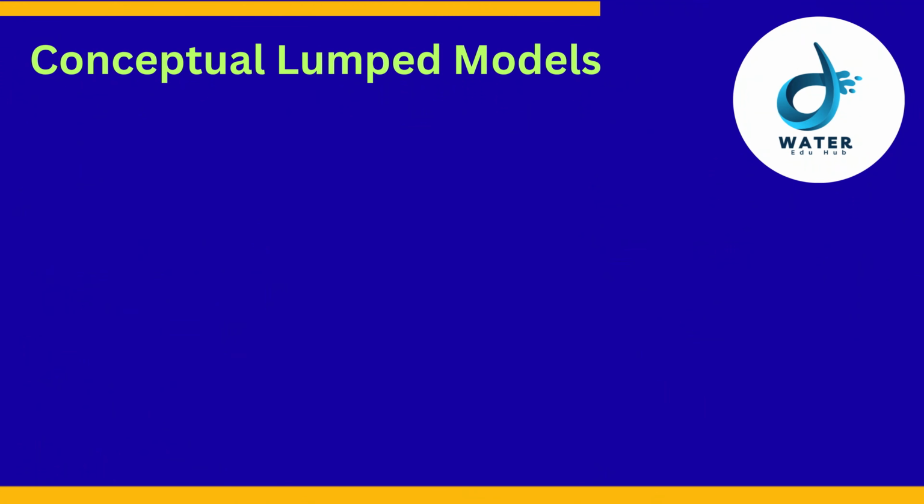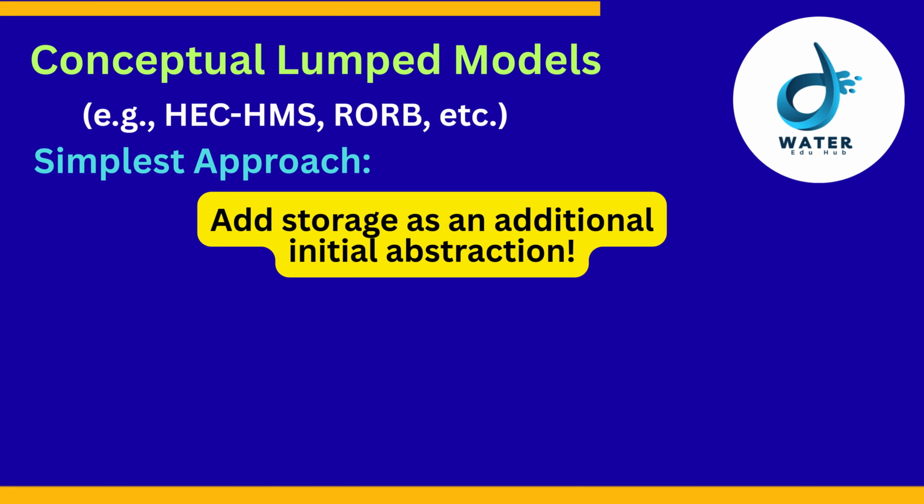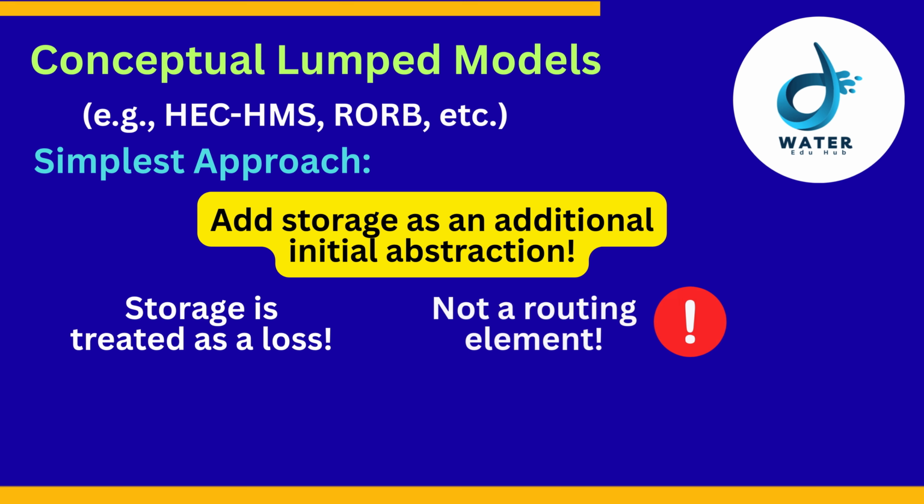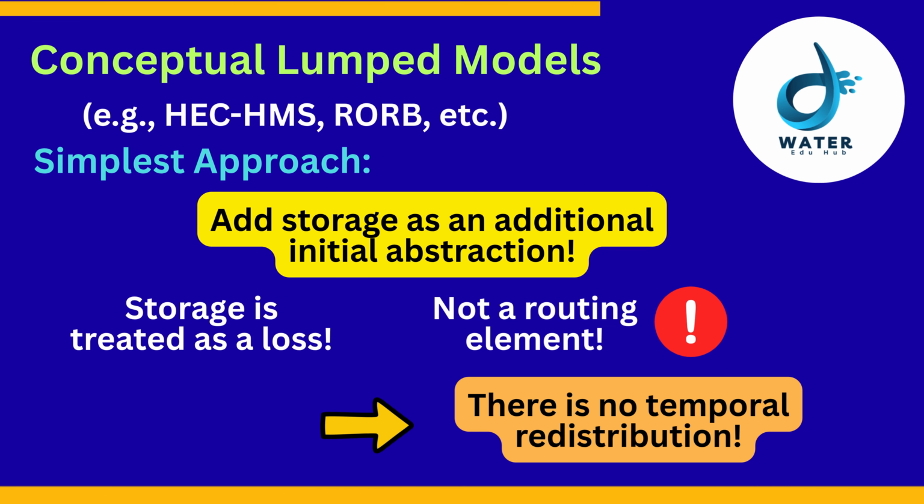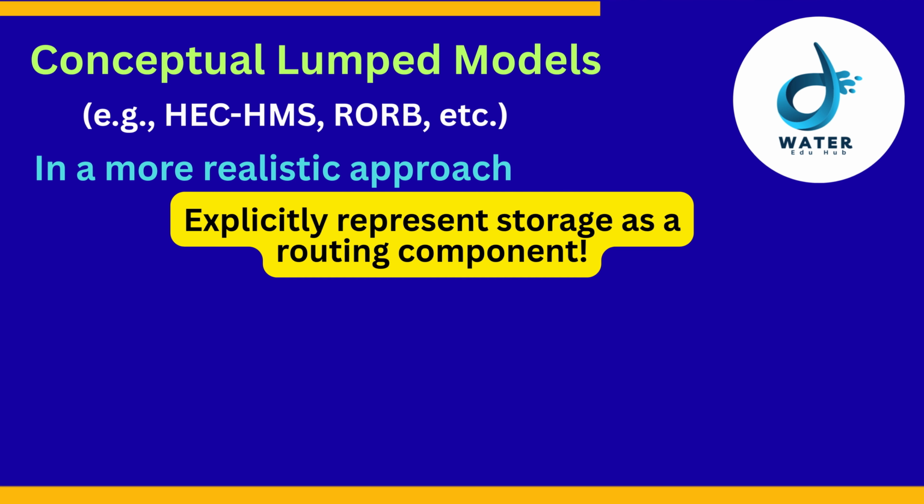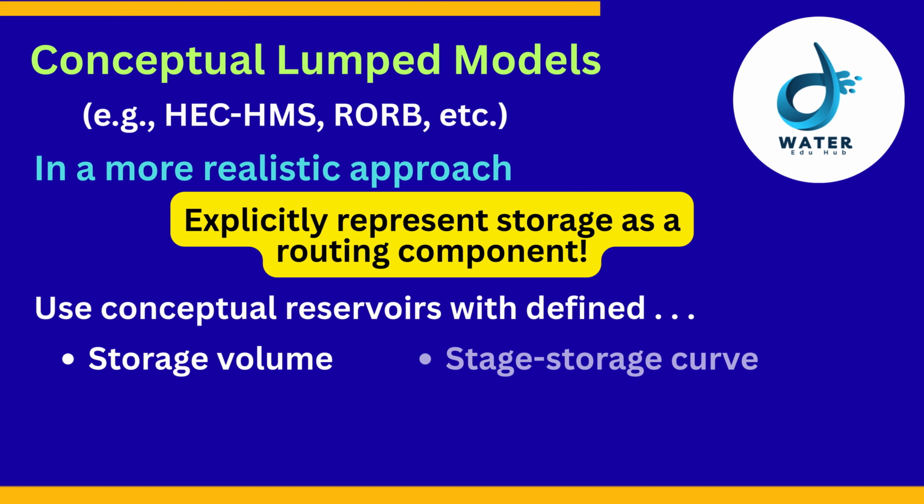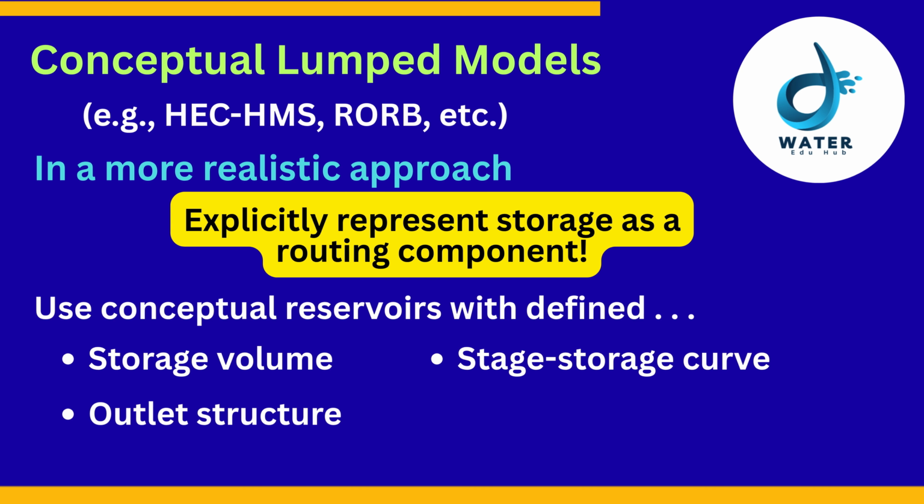Once quantified, storage can be implemented in our models. Depending on the model type, the implementation method may vary. Let's know more about it. In conceptual lumped models, the simplest approach is to add storage as an additional initial abstraction. Note that in this approach, storage is treated as a loss, not a routing element. Therefore, there is no temporal redistribution. In a more realistic approach, you can explicitly represent storage as a routing component using conceptual reservoirs with defined storage volume, stage storage curve, and an outlet structure such as a weir with a crest at maximum storage elevation.